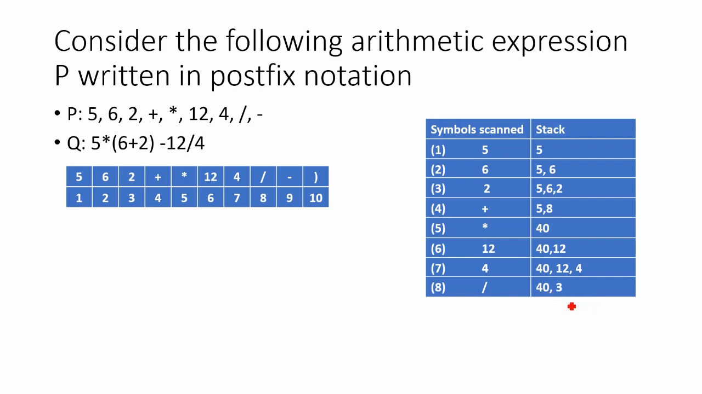Second pop will give us the first operand. So what will be the result? The result is going to be 37.